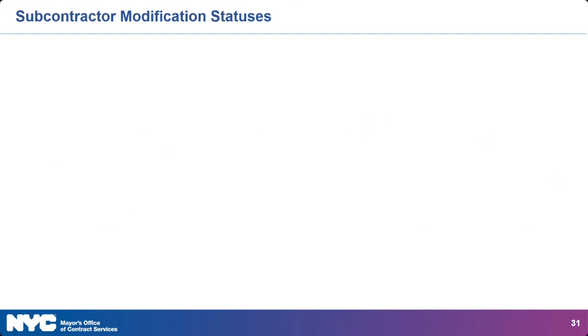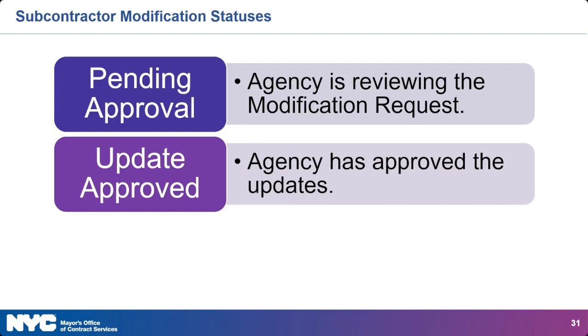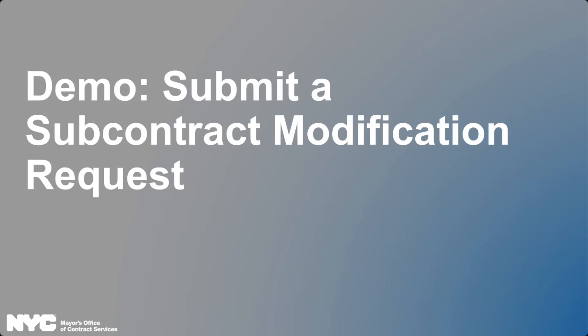Modification requests have one of three statuses after the prime vendor submits to the agency. There's pending approval. This shows when the agency is reviewing the request. Update approved. This is shown after the agency approves the request. Update denied. This is shown if the agency does not approve the submitted updates. We're going to close out this section with a demonstration of submitting a modification request.